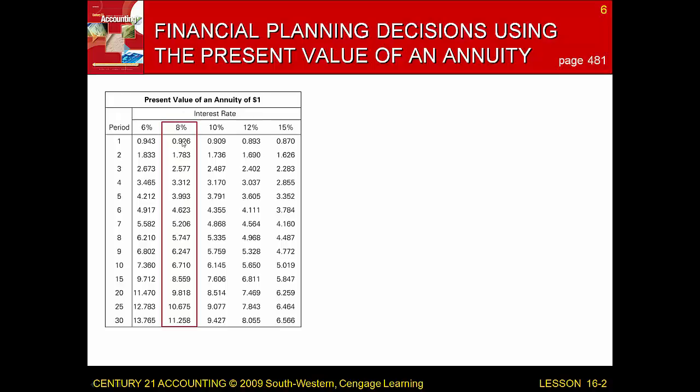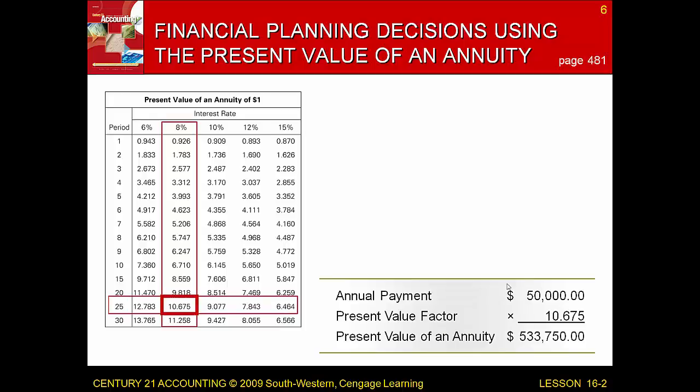So we have 8%, and we're going to assume that they're going to retire in 25 years. I have to take 50,000, which is the amount they say they need to have a year, and multiply that by 10.675. So the present value of the annuity is going to be $533,750. That's how much they have to save in order to have that $50,000 a year to be able to retire.